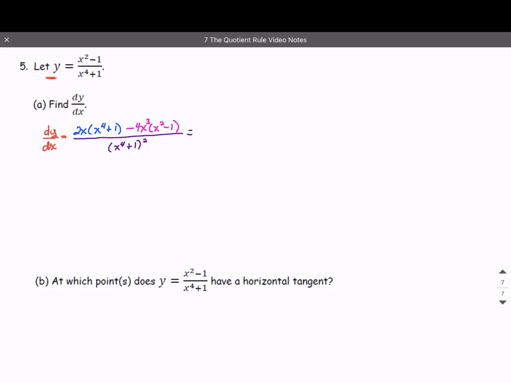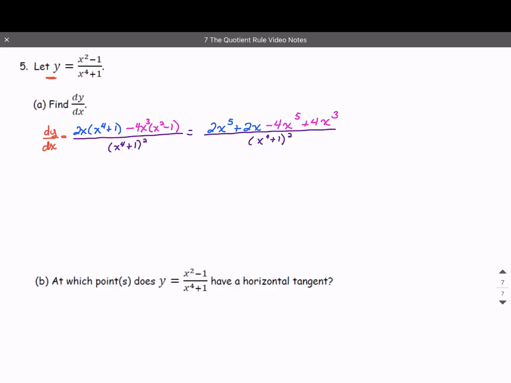Okay, calculus is done. Now we're doing algebra. 2x times x to the 4th is 2x to the 5th. 2x times 1 is 2x. Negative 4x to the 3rd times x squared is negative 4x to the 5th. Negative 4x cubed times minus 1 is a positive 4x cubed. And this is all over the quantity x to the 4th plus 1 squared.